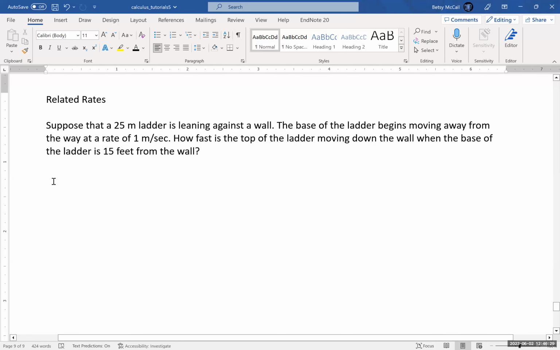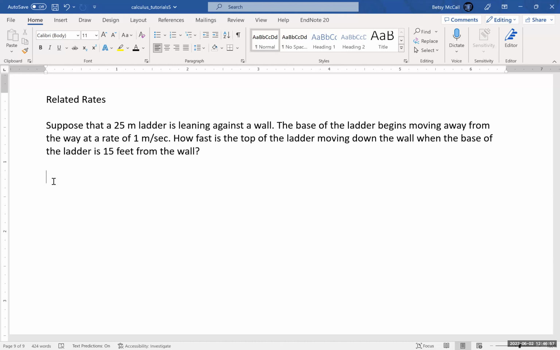So in this video, we're going to look at two worked examples involving related rates. Recall that in a related rates problem, we have an equation that relates typically two or more variables to each other. And we want to take the derivative of them with respect to time because the relationship has to be maintained, but the values are changing in time.